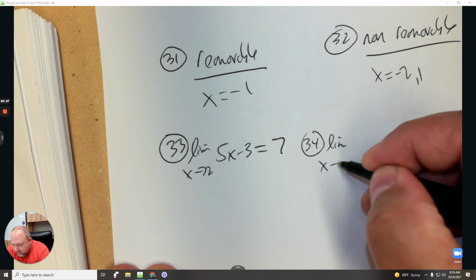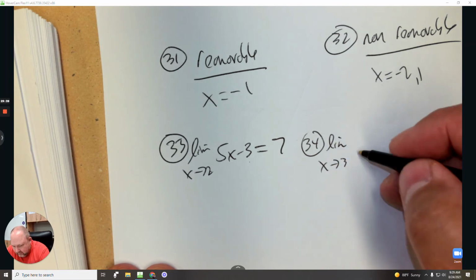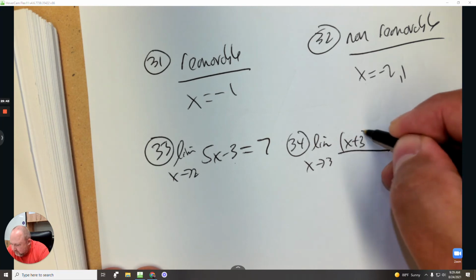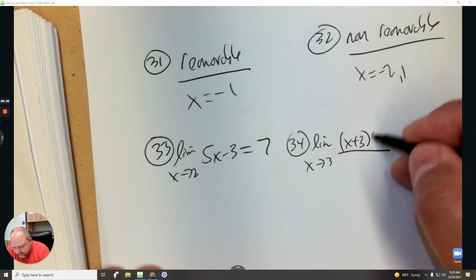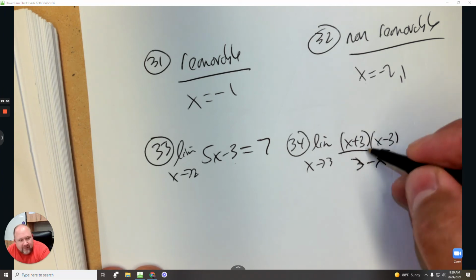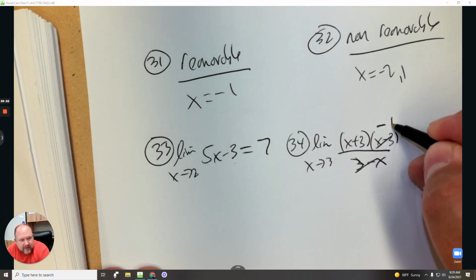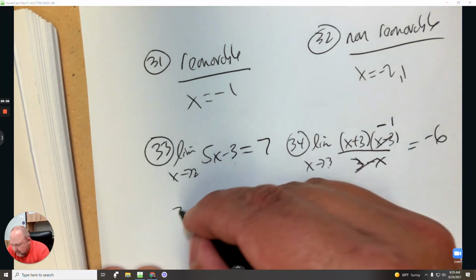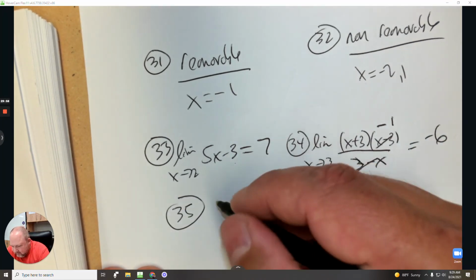If you substitute in and it's indeterminate, then we're going to use algebra. For this one, I'm going to factor right away because it is indeterminate. When you plug in 3, you get 0 over 0. So we're going to eliminate this and be left with -1. Plug 3 in, and the answer is going to be -6. 35.